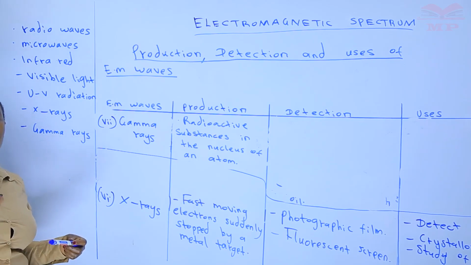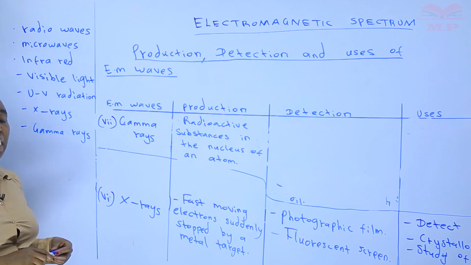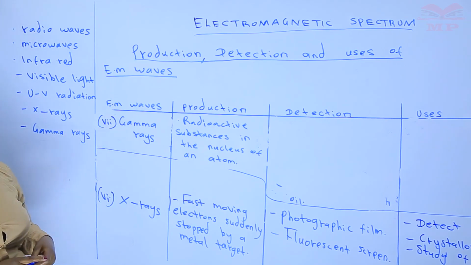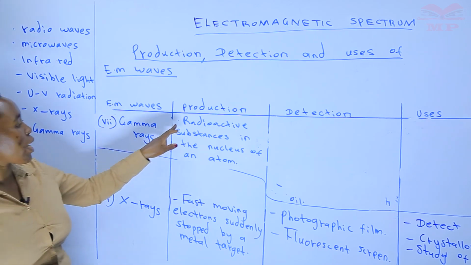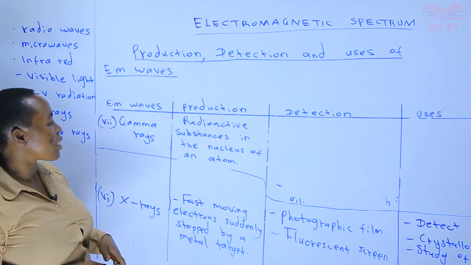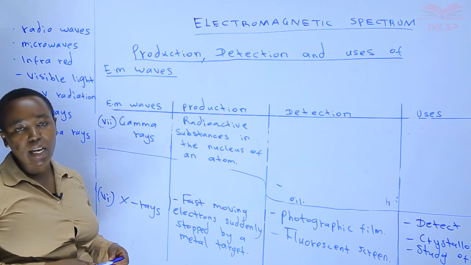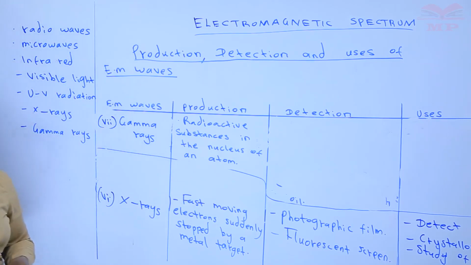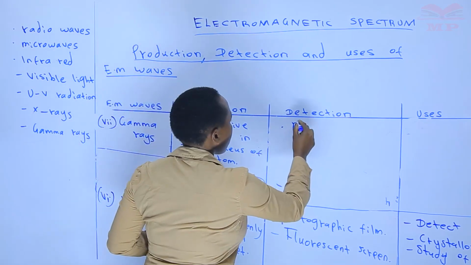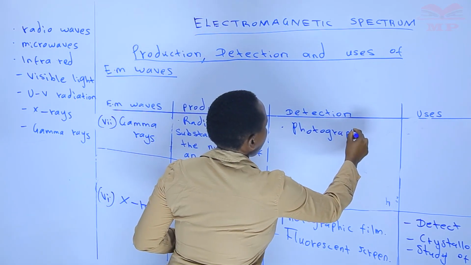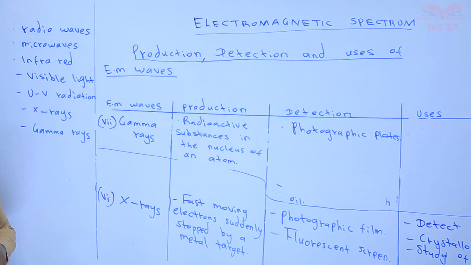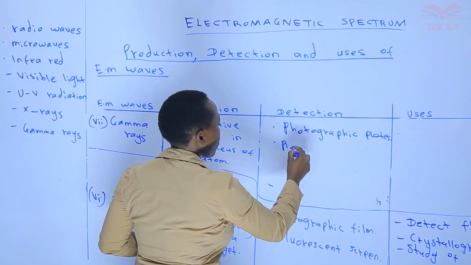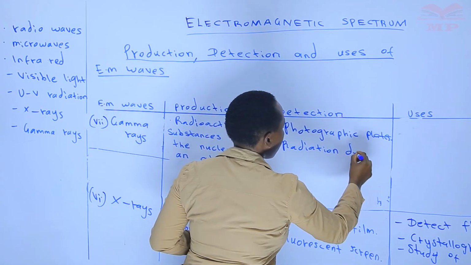They are not stable, they keep emitting rays, and one of the radiations which is emitted is the gamma rays. So they are produced by the radioactive substances in the nucleus of an atom when they undergo that disintegration. They are detected by the photographic plates. We also have the radiation detectors.